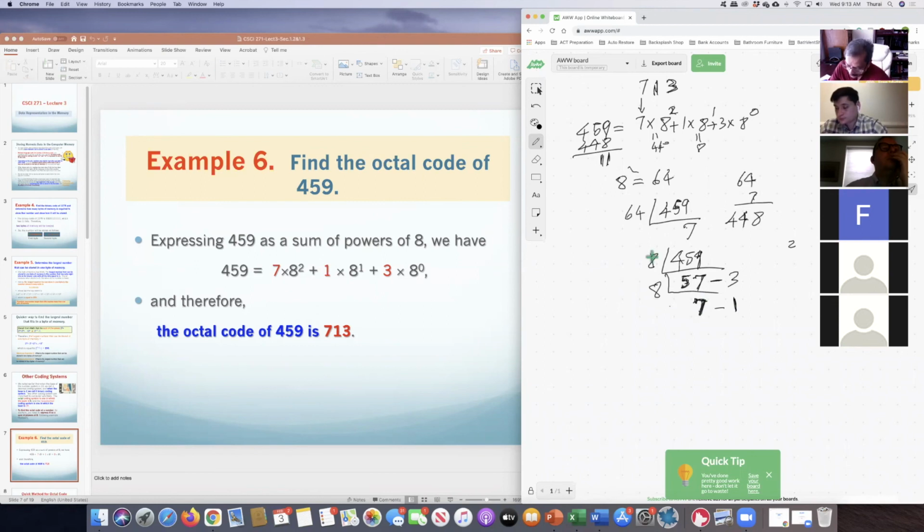So 8 goes into 459 57 times. You can use a calculator for this. You just divide 459 by 8, 57 point something will be the answer. You just disregard the decimal part, write the 57, the whole number part. Now divide the 57 by 8. So 8 times 7 is 56. So therefore, 1 remainder. So now reading from bottom up, 713 is your code. So the shortcut method can be used for octal coding also.